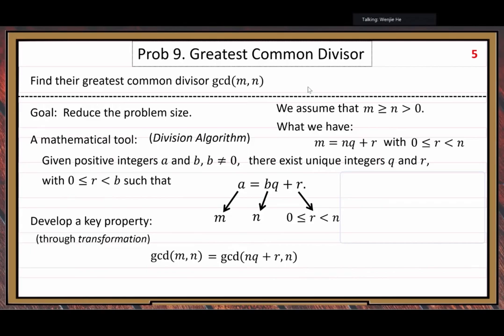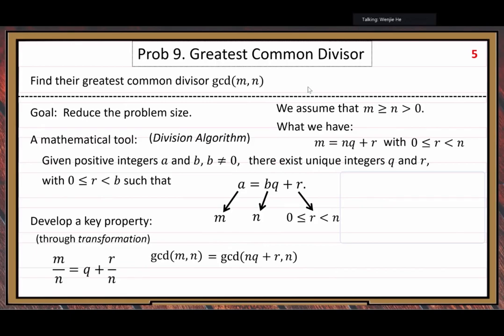nq plus r, comma n. When you look at that, there is a term nq. It's a multiple of n. That's something interesting, because the second parameter is n, and the first parameter contains a term that is a multiple of the second parameter. This property, we can use it to reduce the problem size.